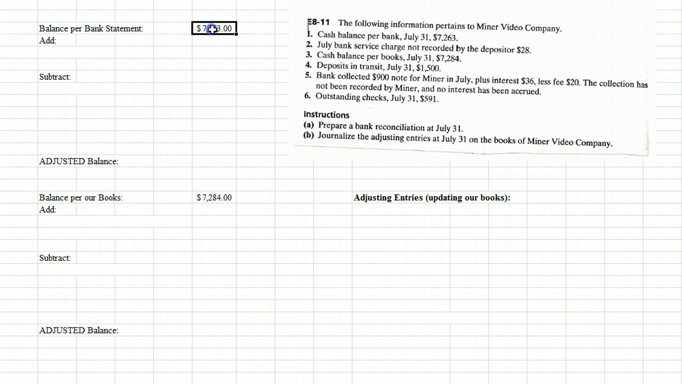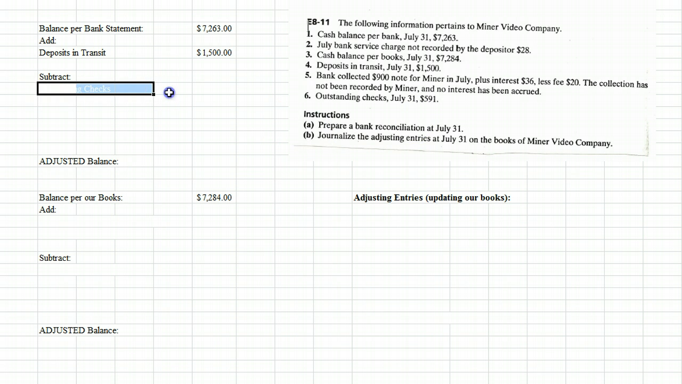The facts tell us that the balance per the bank statement is $7,263. But what the bank statement doesn't know is that we've made some deposits that, due to timing differences, haven't shown up yet on the bank statement. So we have to add deposits in transit. That's a good thing to memorize. Add deposits in transit. Deposits in transit were $1,500. These are deposits that we made, but they're still in the mail, or they haven't shown up on the bank statement because the bank statement was July 31st and we made the deposit on August 1st, something like that.